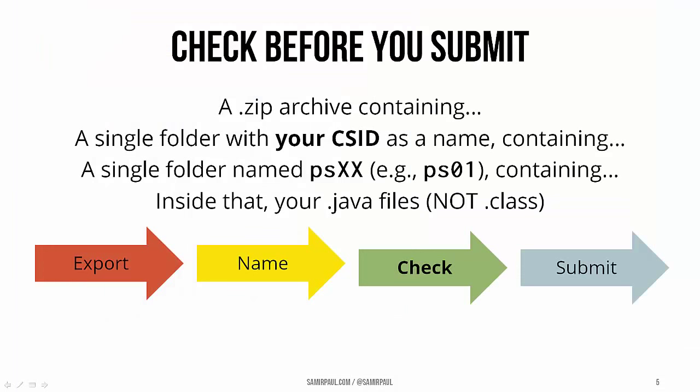Of course, we're not yet done. We need to go through the submission and make sure that it's actually properly formed. That means we have a zip archive containing one folder with your CSID, a single folder with the problem set number inside of that, and inside of that, you should see your .java files. Let's take a look to make sure that we just did it right.